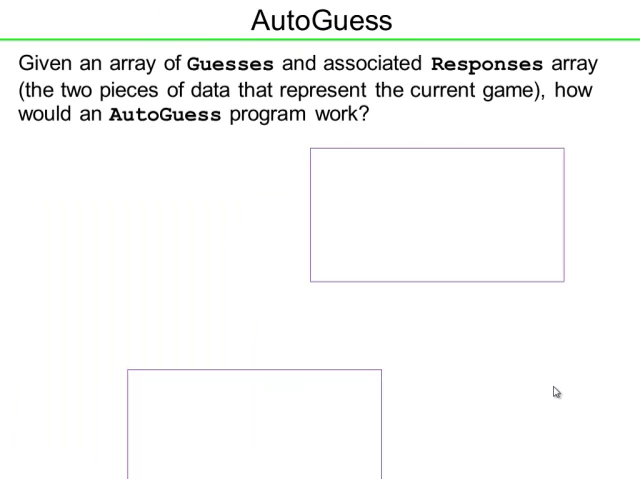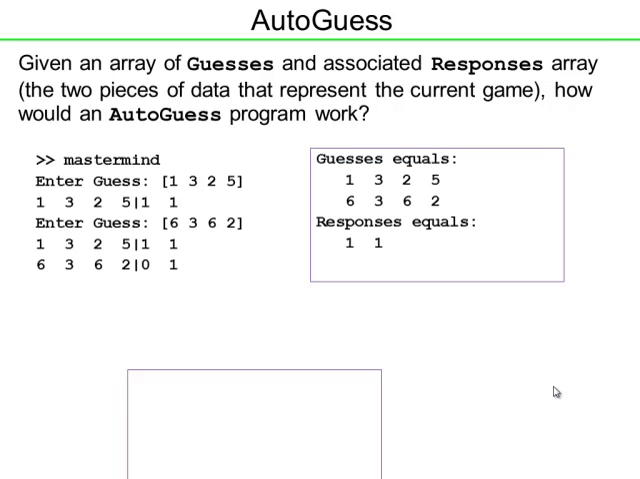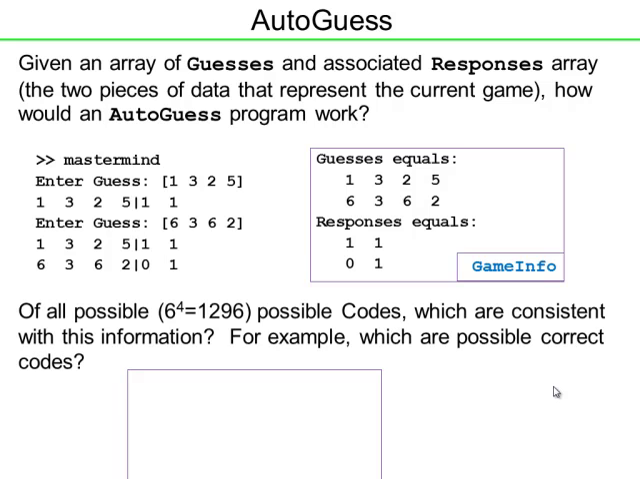What about AutoGuess? Well, if I had an array of guesses and an array of associated responses, I could figure out, as a player, what's my next guess. So how would an AutoGuess program work? Let's think about what's happened so far if the game was like this. I've made 2 guesses and I've been told 2 responses. Now what I want to do is try to figure out what's a new guess that's consistent with what information I know. There's 1,296 possible codes, and I know 2 of them aren't right, these 2, but I know some information about those 2. This one has 1 in the right color, right place, and 1 right color, wrong place. This one only has 1, it's in right color but wrong place.